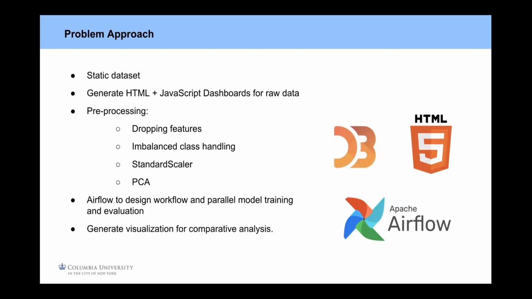Once we had a data set, we generated HTML and JavaScript dashboards using d3.js to visualize the raw data and see what we could work with for feature engineering. Moving into the pre-processing steps, once we had visualized and analyzed the data, we went about different pre-processing methods: dropping features, dealing with imbalanced classes, and using standard scalers. We experimented with PCA, and we found something interesting that we'll talk about later. We also used Airflow to design the workflow for parallel model training and evaluation. Given that, we generated a visualization to compare how the models performed on our data.